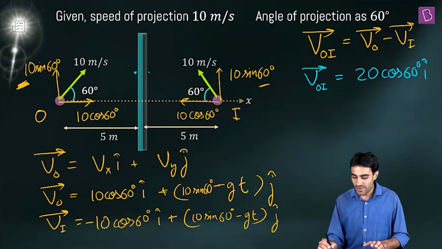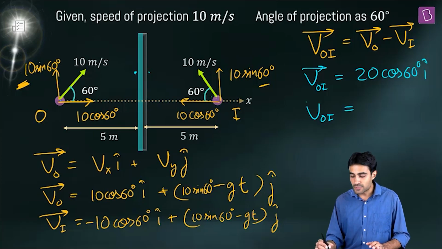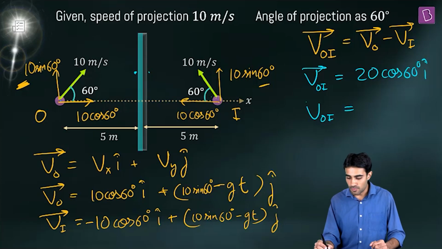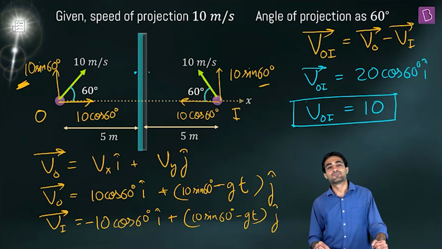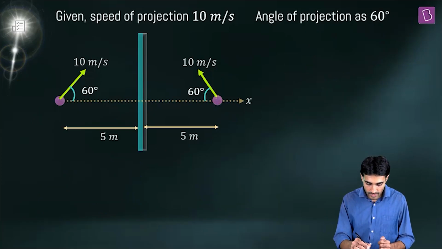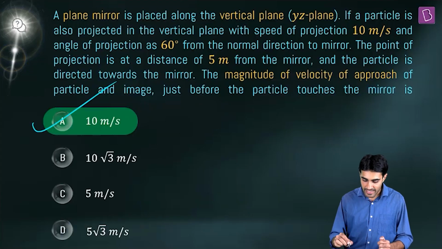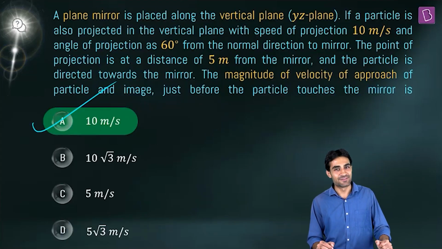So the magnitude was asked. The magnitude is nothing but 2u cos 60, and cos 60 is half. So the magnitude is 10. So this is the answer, 10. Now we can go and mark option A, 10 meter per second, as the right answer for this question.